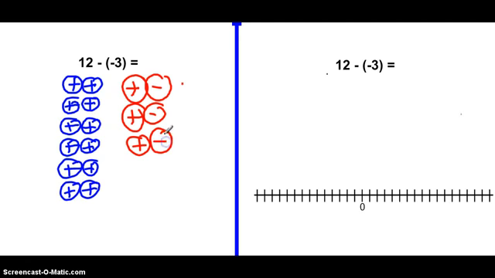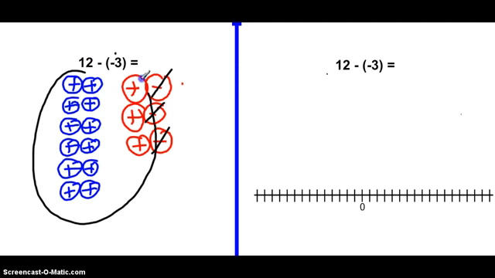Because now that I've brought in 3 0 pairs, now I can take away the negative 3 like it says here. So now I've done the 12 minus the negative 3. Now I got all this left. So my final answer will be positive 15.